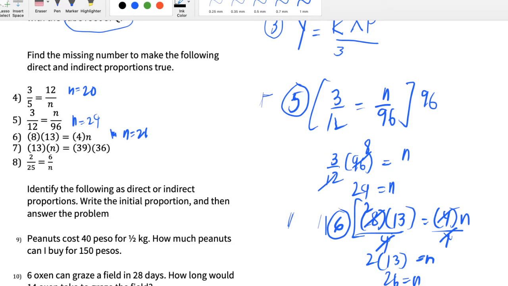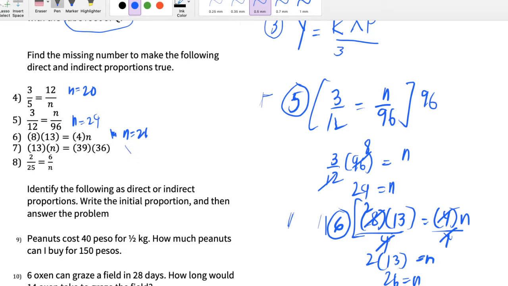We have 13n is equal to 39 times 36. Okay, ano yung nangyari dito? Basically, yung 13, if you multiply it by 3, magiging 39. So, yung n mo, if you multiply it by 3, ang makukuha mo would be 36. Okay? So, what number, yung kapag binultiply mo ng 3 would give you 36. O kaya naman 36 divided by 3, that's equal to 12. So, ang answer for number 7 is n is equal to 12.